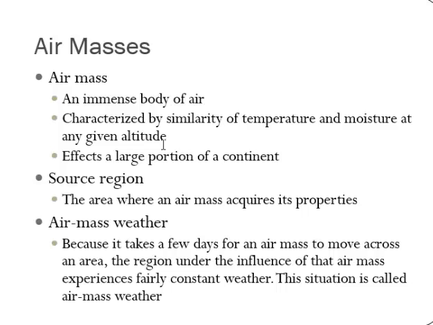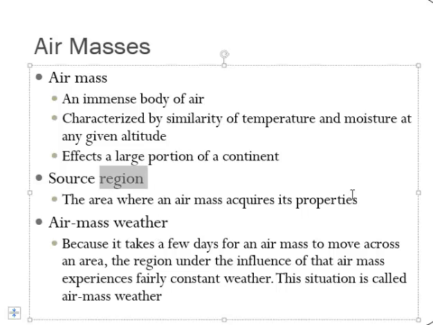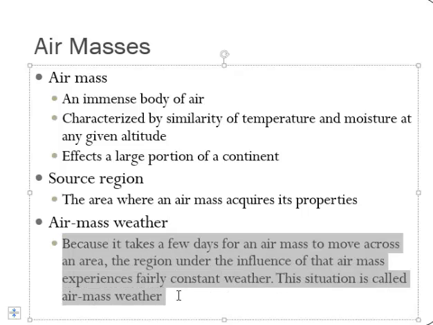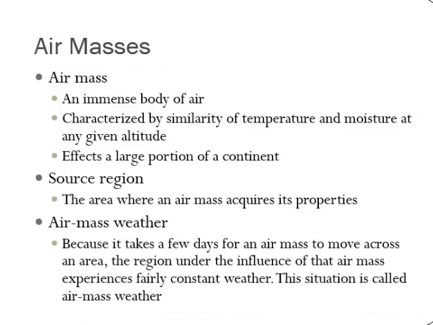The main thing that determines whether a source of air is going to be cold or hot or wet or dry is where it forms. The source region is where it started, where it acquired its properties, its moisture or its dryness, or its heat or its coolness, or both. And because it takes a few days for an air mass to move across, the region under the influence of that air mass experiences fairly constant weather. That's called air mass weather.